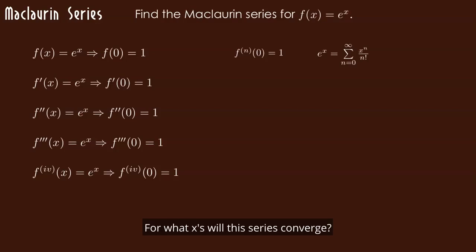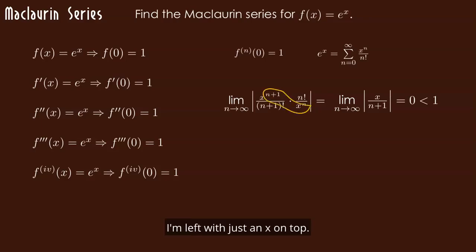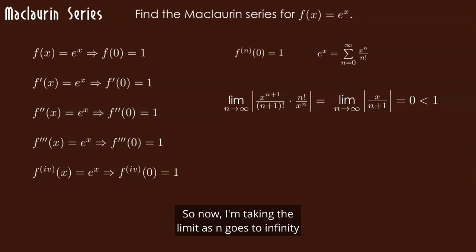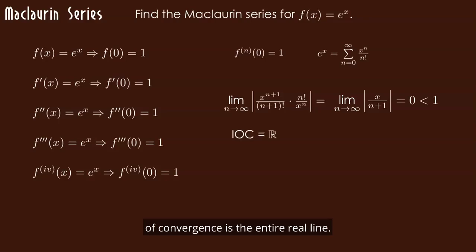Before we try another one, let's look at the radius of convergence. For what x's will this series converge? Well, you have a sub n plus 1 times 1 over a sub n, so x to the n plus 1 over n plus 1 factorial times n factorial over x to the n. The x's will cancel, leaving just an x on top. With my n factorial on top and my n plus 1 factorial on bottom, I'm left with just n plus 1 on bottom. So now I'm taking the limit as n goes to infinity of x over n plus 1. Well, as n goes to infinity, this goes to 0, which is always less than 1, which means my interval of convergence is the entire real line.